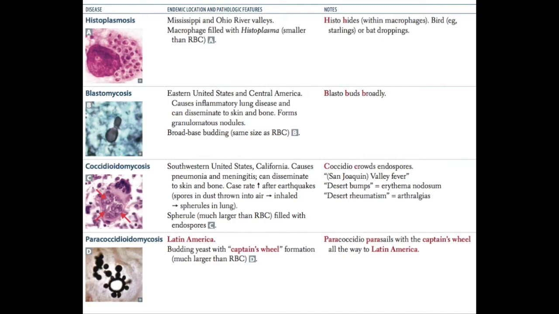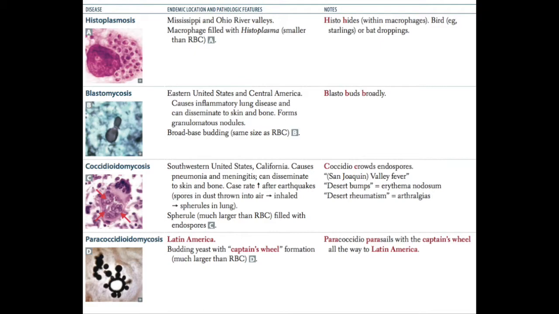Paracoccidioidomycosis is endemic to Latin America. Here on the microscope we see 40 to 50 microns, so not quite as big as the coccidios can get. It's a budding yeast with a captain's wheel formation. So think about the captain's wheel of a boat. Remember, Paracoccidio parasails with the captain's wheel all the way to Latin America. That'll help you remember that.